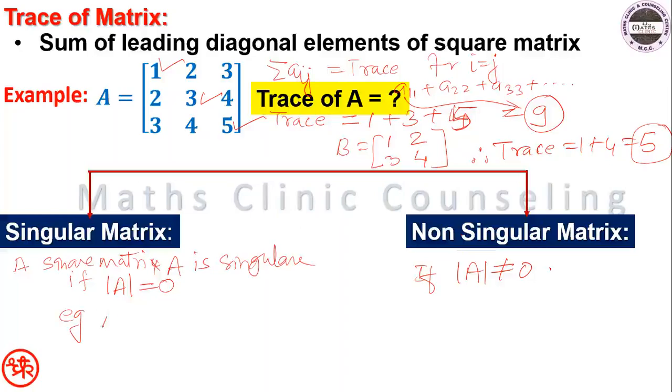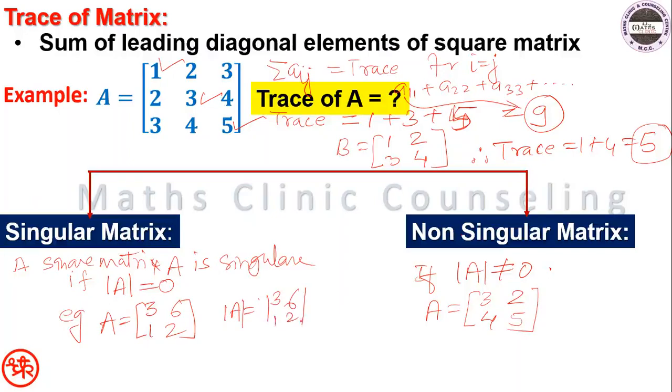Now let us write some examples. For example, A is equal to the matrix [3 6; 1 2]. Okay, and here we write another example, A is equal to [3 2; 4 5]. Here find the determinant of A. Determinant of A is equal to the determinant of [3 6; 1 2], and that is equal to 3 into 2 minus 1 into 6, that is 6 minus 6, it is equal to 0, and therefore A is singular.